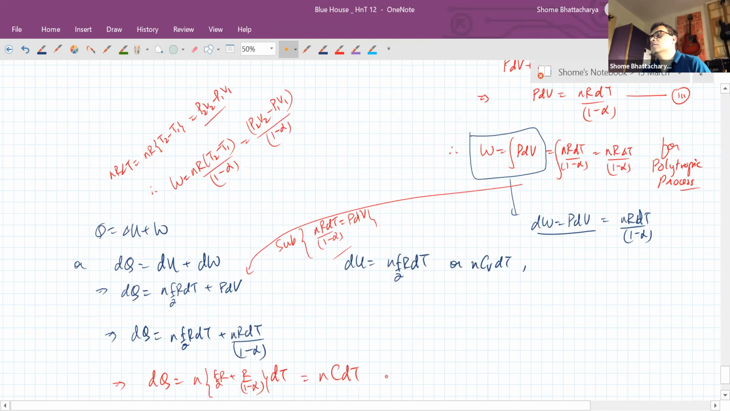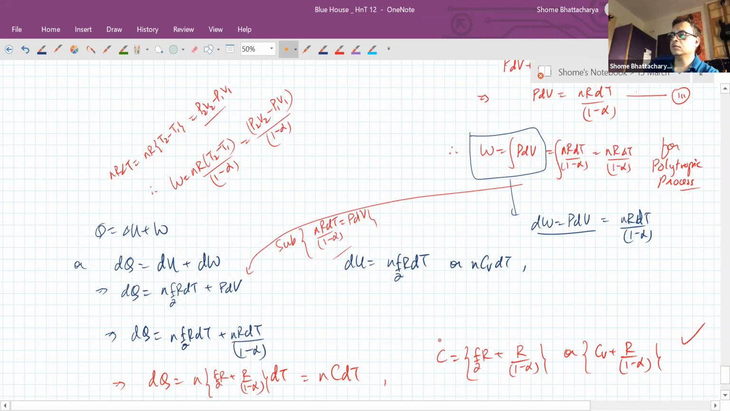So we can think of this as nC dT, where the general term of molar specific heat capacity becomes f by 2R plus R upon 1 minus alpha. Or we can also think of it like Cv plus R upon 1 minus alpha. So this is like a universal formula, which is applicable to any member of the family of curves called the polytropic process.